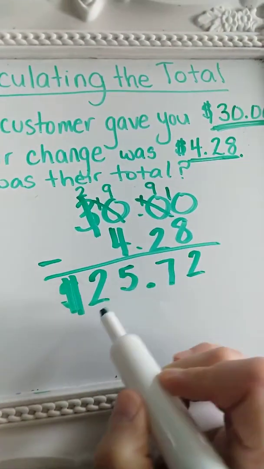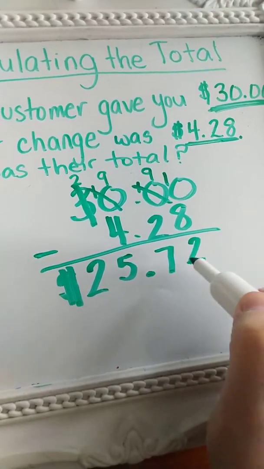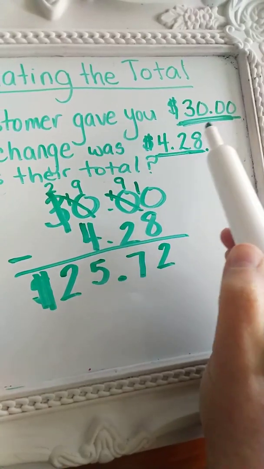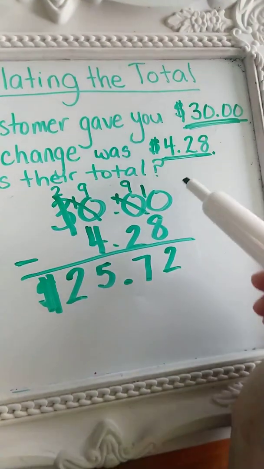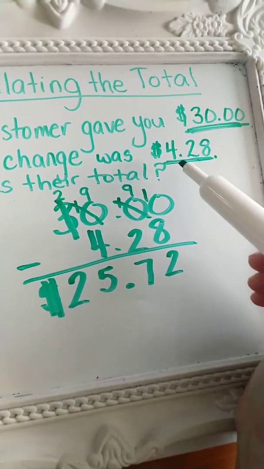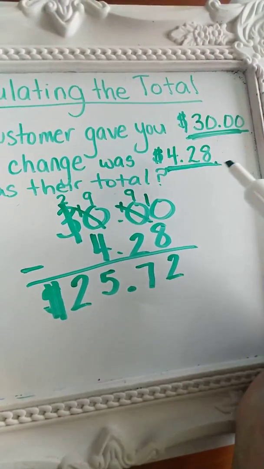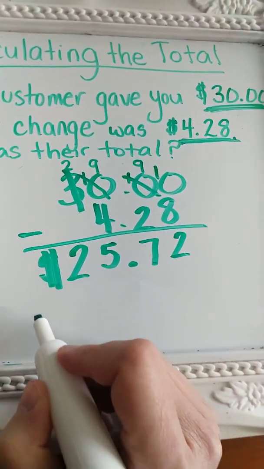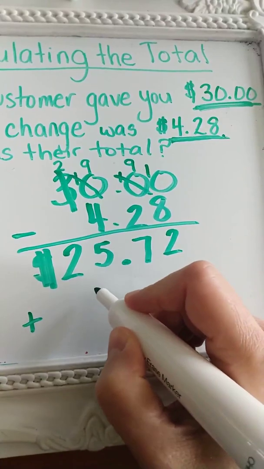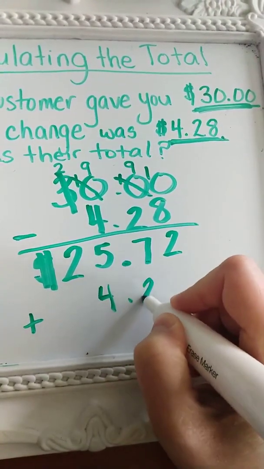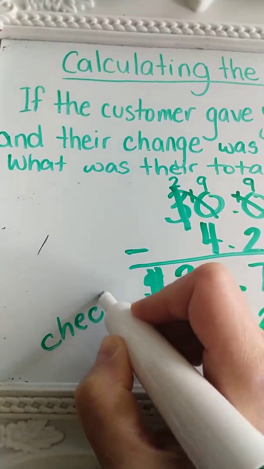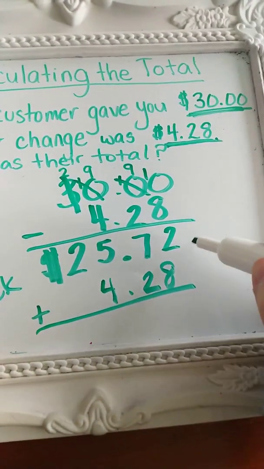My total of the purchase was $25.72. Okay, that's whatever the item cost. Now the customer gave us $30 to pay for this much. And I, or you, gave them back the change, which was $4.28. And if I wanted to check my work, which I can, just add 28. And if I check my work, right, this is checking my work here, I'll add those two up.